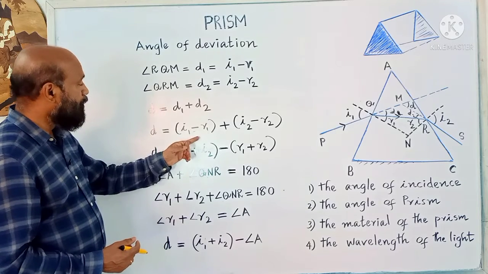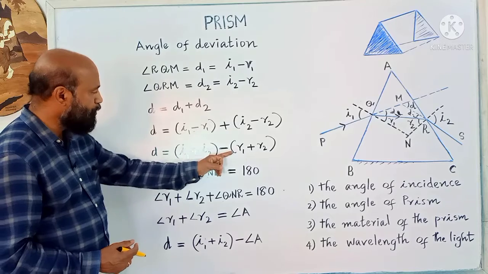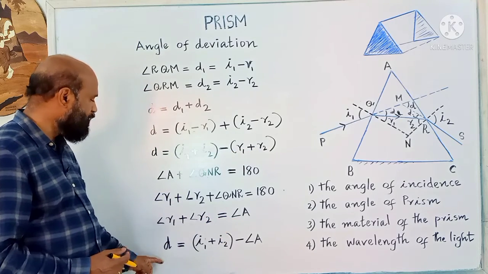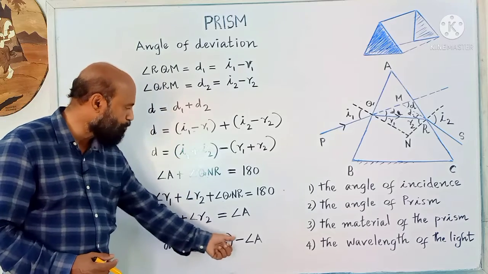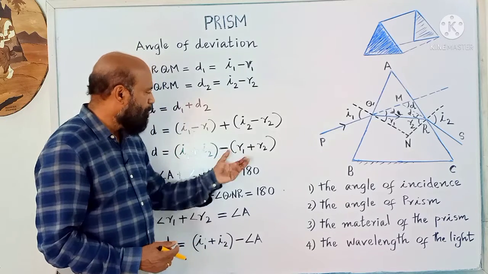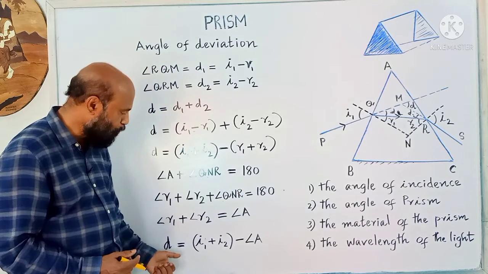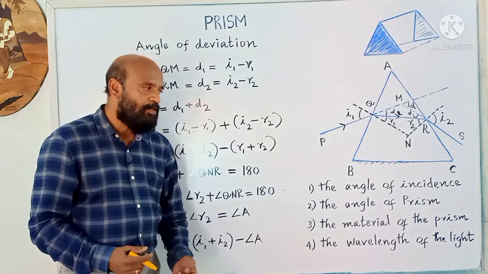Now you can substitute in this expression: instead of R1 plus R2 we can substitute A. So deviation is equal to I1 plus I2 minus A. So you are getting the expression for deviation.